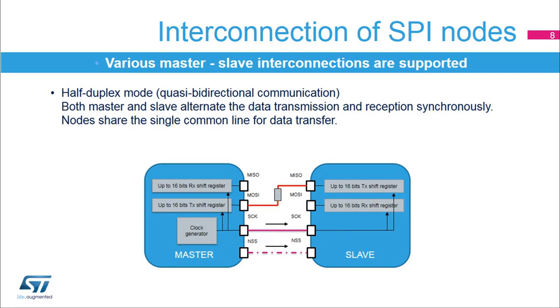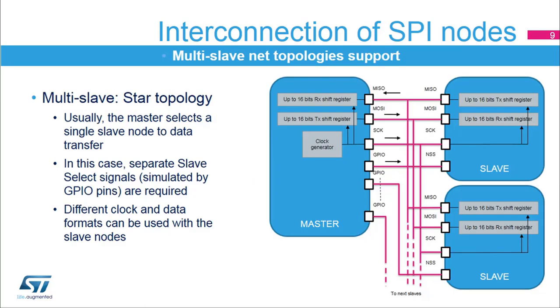It is common to add a serial resistor on the half-duplex data line to prevent possible temporary short-circuit connections, since the reconfigurations of the data directions at master and slave nodes are not usually synchronized. When the SPI network includes more than one slave, a star topology is commonly used when all the SCK, MOSI, and MISO signals are interconnected.